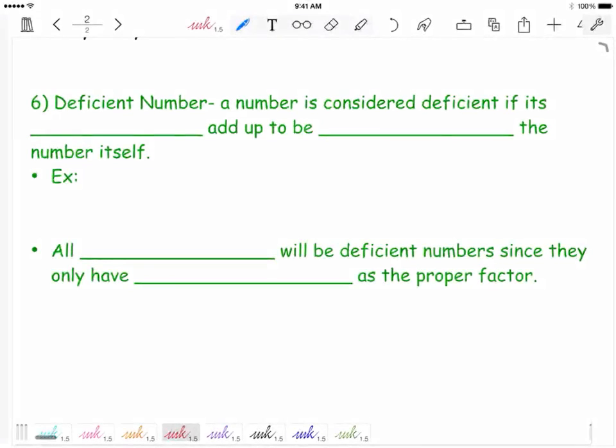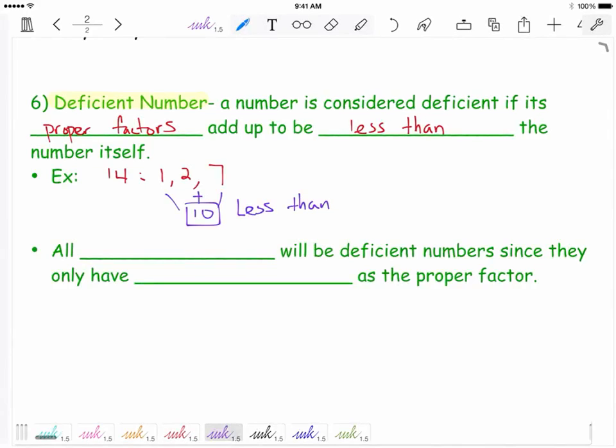The last word for this video is deficient number. A number is deficient if its proper factors add up to be less than the number itself. For example, the proper factors of 14 are 1, 2, and 7. Since these factors add up to 10, which is less than 14 itself, 14 is a deficient number. Also, all prime numbers will be deficient numbers since they only have 1 as their proper factor.